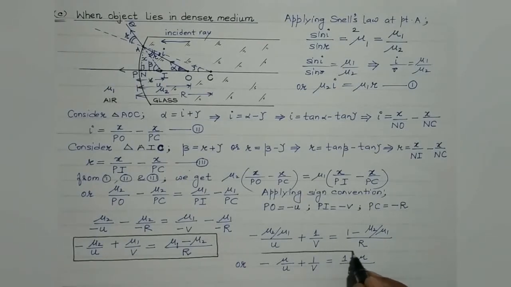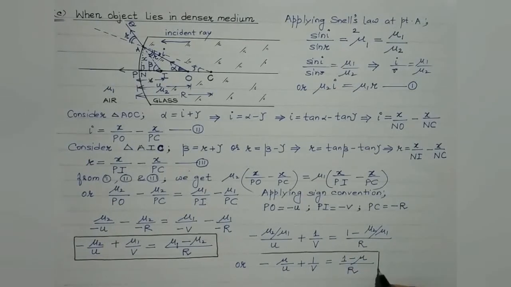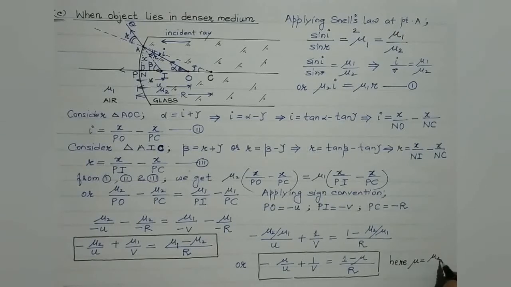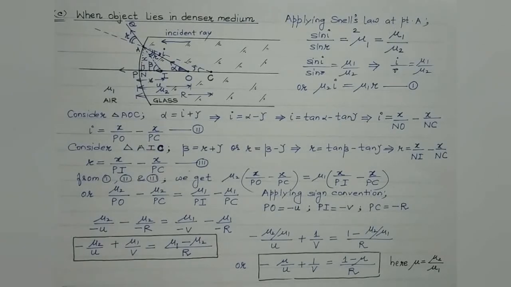Here mu is, students, the relative refractive index of medium 2 with respect to medium 1. Clear? Mu is equal to mu2 divided by mu1.